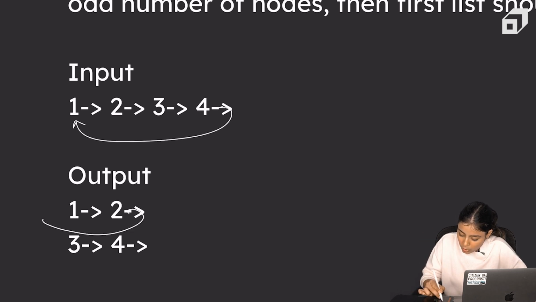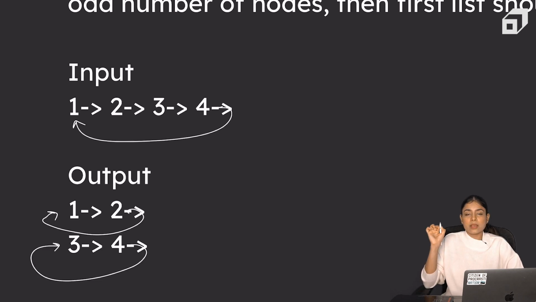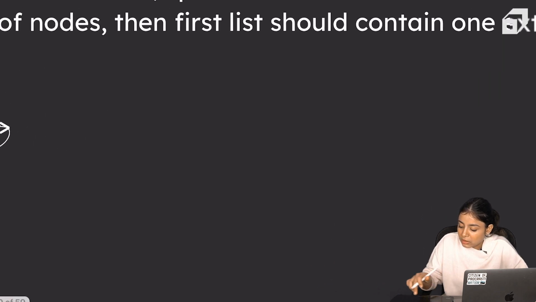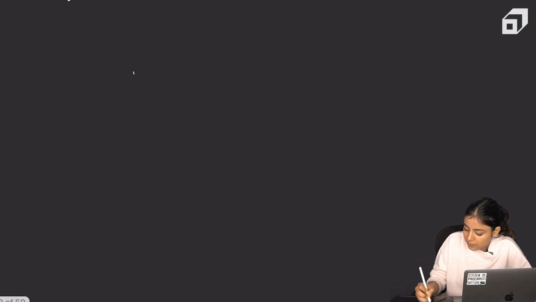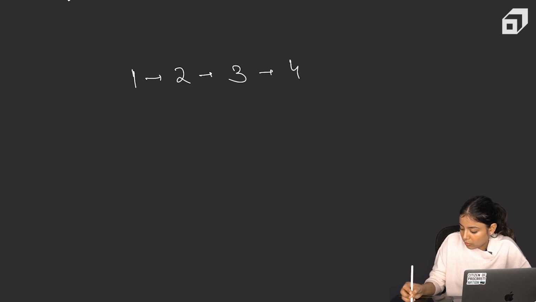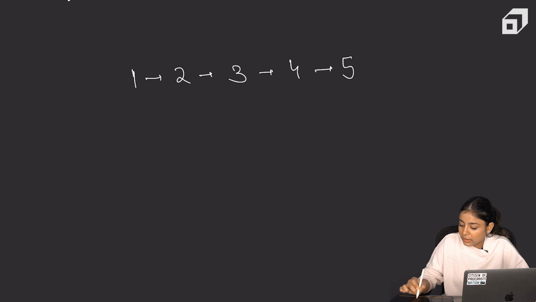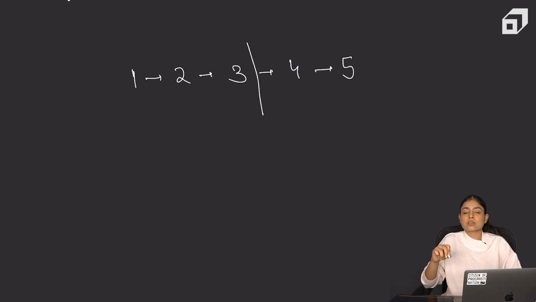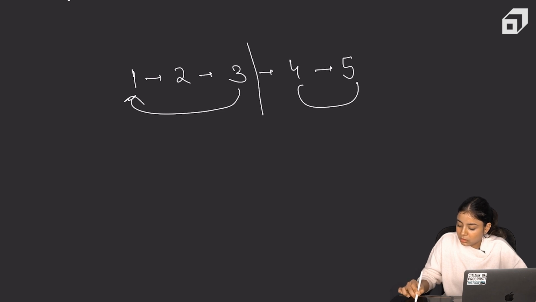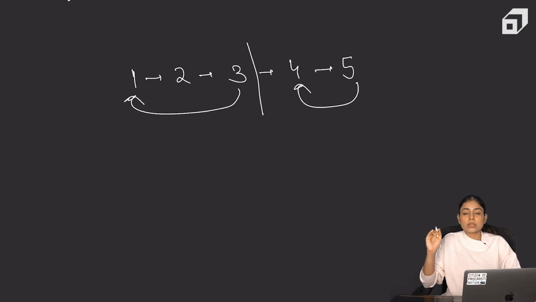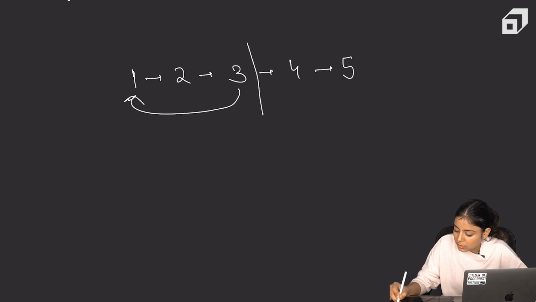So the output would come out to be something like this. This is in case of an even number of nodes. If we have an odd number of nodes, something like this, what should be done? The first half of the list should contain 1 extra node, right? So in that case, these will be the 2 circular linked lists, the 2 halves of the bigger linked list.